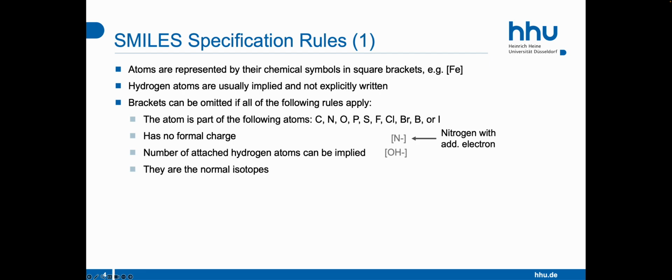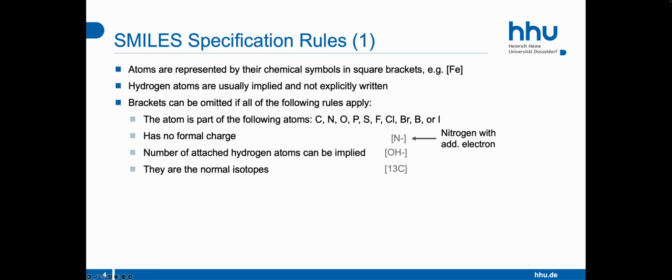The next rule is that the atom also has to be the normal isotope. As we have shortly discussed, isotopes are variants of the same chemical element that differ in the number of neutrons in the nucleus of the atom. If we have an atom present as the most common isotope, we might omit the square brackets. For example, the most common isotope of carbon has 6 neutrons and 6 protons in its nucleus with a mass number of 12, where the mass number is the sum of neutrons and protons. However, if we have a carbon isotope with 7 neutrons, we need to indicate this by using square brackets and writing the mass number in front of it.